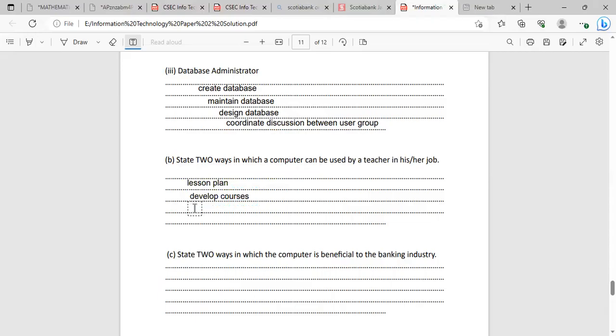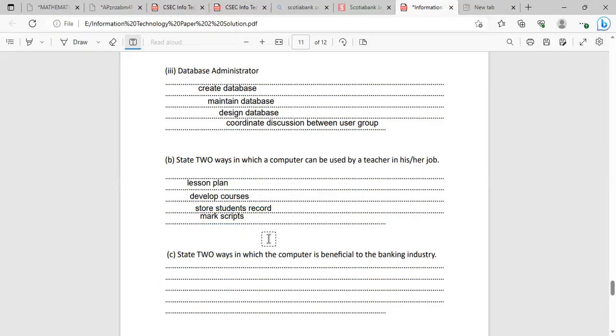Can use it to store students' records. Very important, you know. Store in the system the grades, everything. Also use it to mark scripts, like the multiple choice. That's how we use computers in school to mark the multiple choice. Let's put it like that.